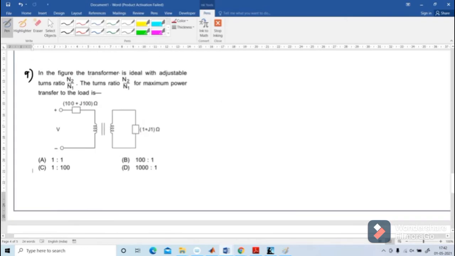Next problem 9. In the figure the transformer is ideal with adjustable turns ratio N2 by N1. Find the turns ratio N2 by N1 for maximum power transfer to the load. Okay, N2 by N1 is equal to V2 by V1. Ideal transformer, so there are no losses. V2 equal to what? I into Z. V1 is also I into Z. I2 or I both are equal.